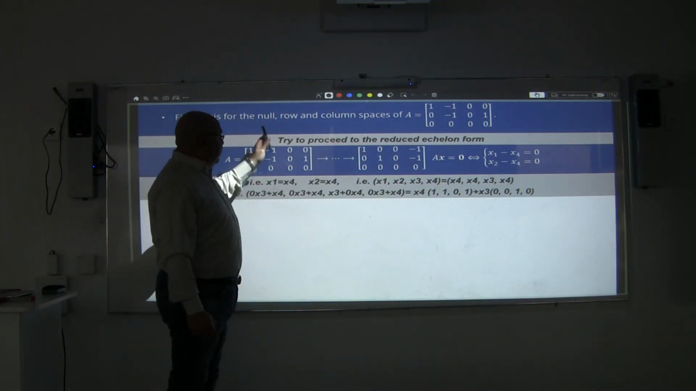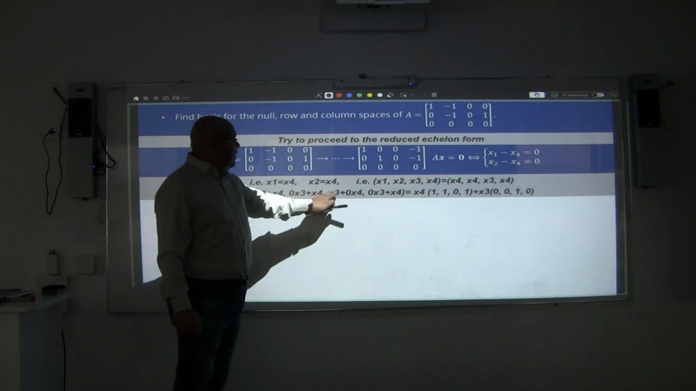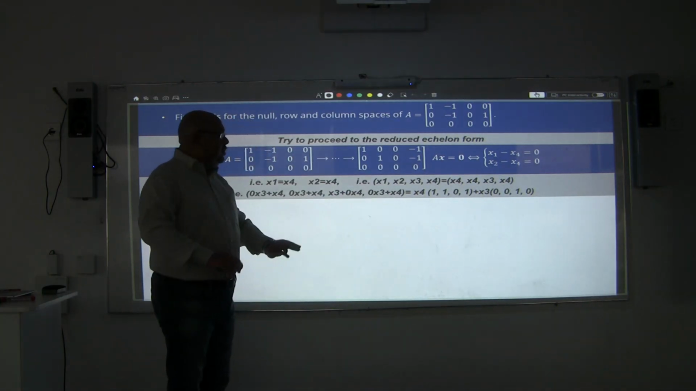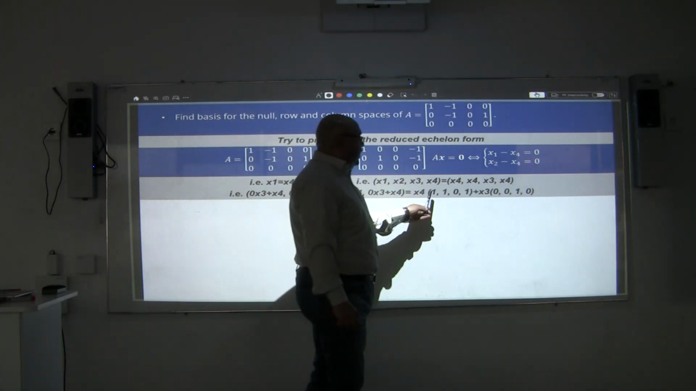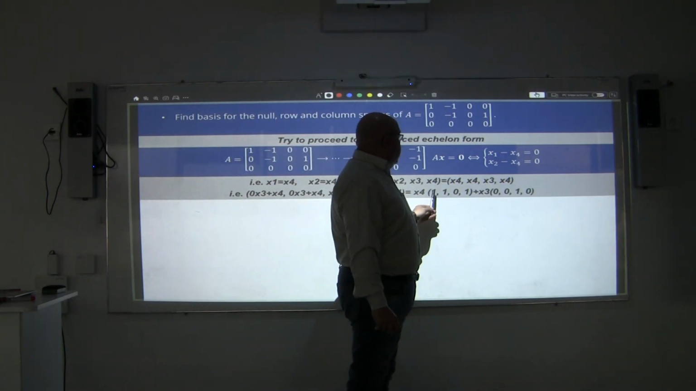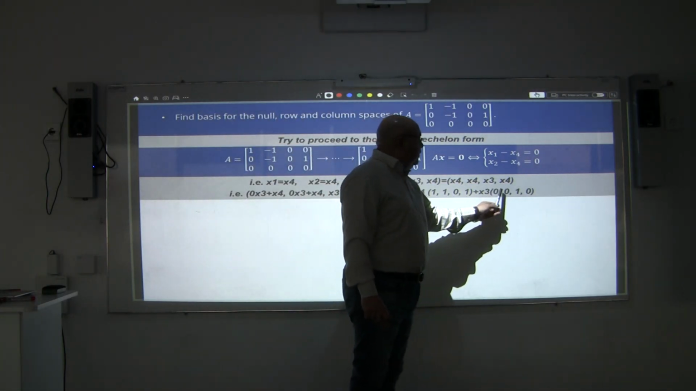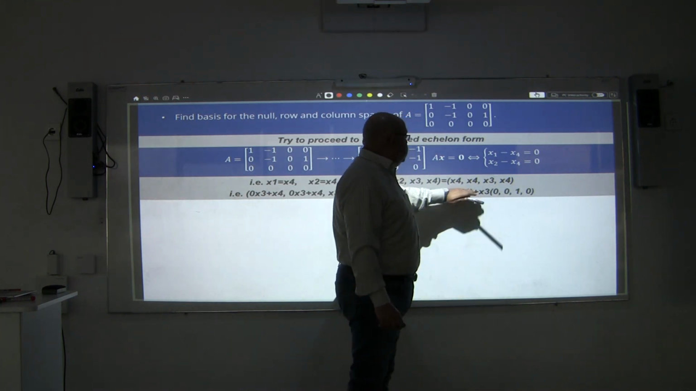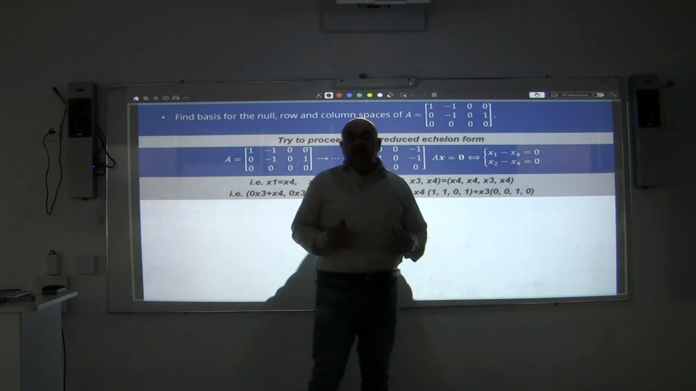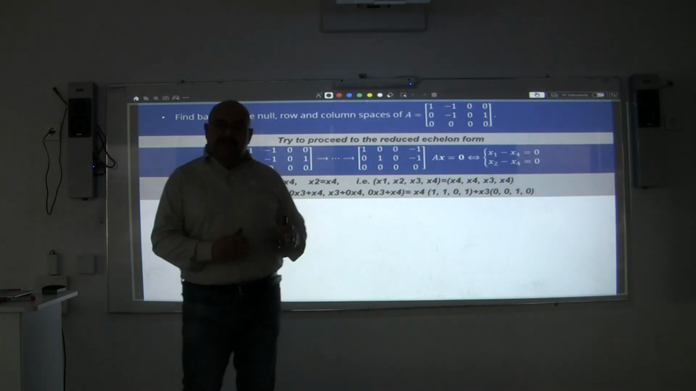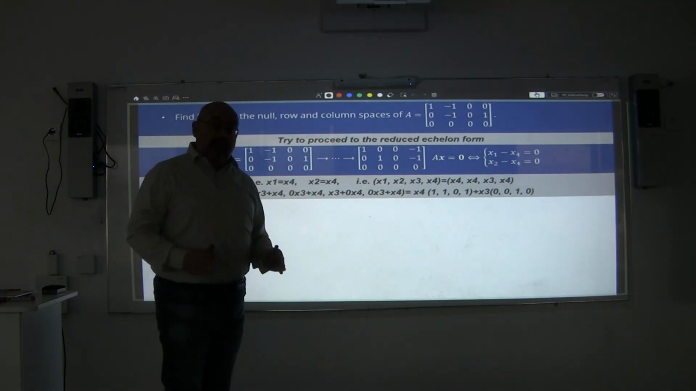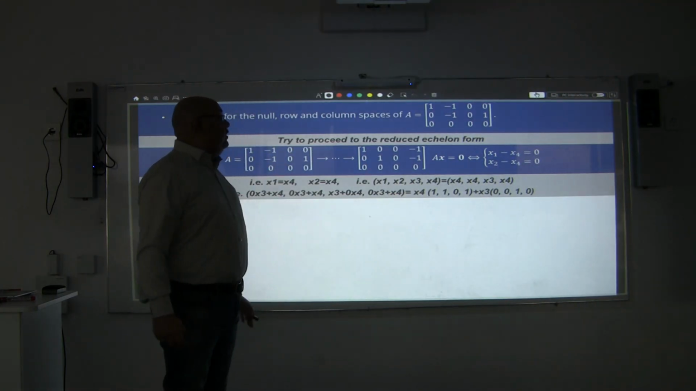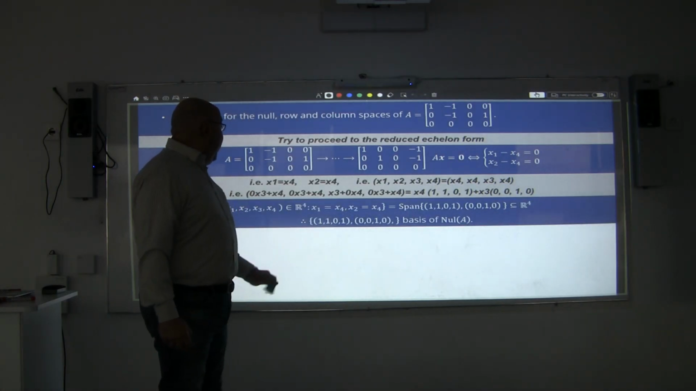For R4, I will have 4 coordinates, 4 components. That's the first, second, third, and fourth. Trying to separate them, you will end up having 2 vectors, as you can see, 1, 1, 0, 1, and 0, 0, 1, and 0. Those 2 vectors represent the null space of this vector space. Okay, now I have it.